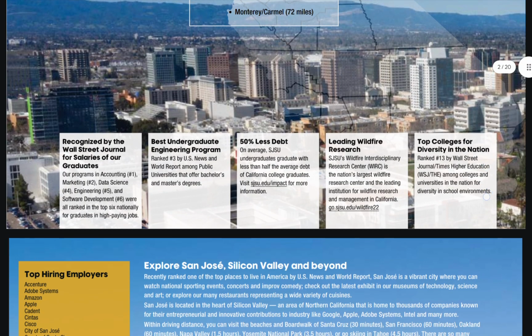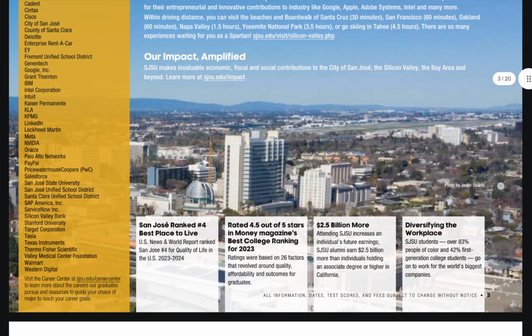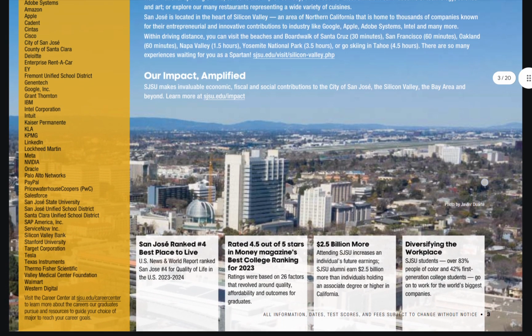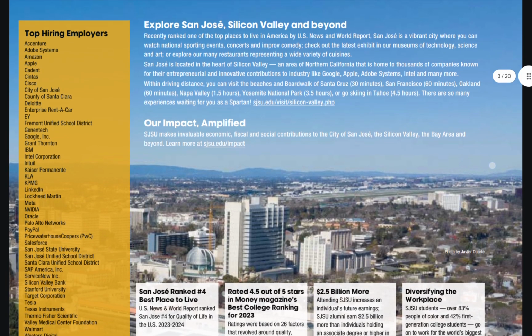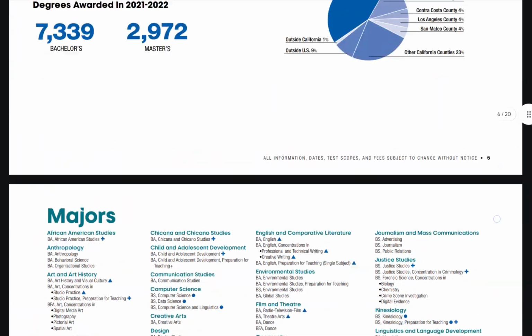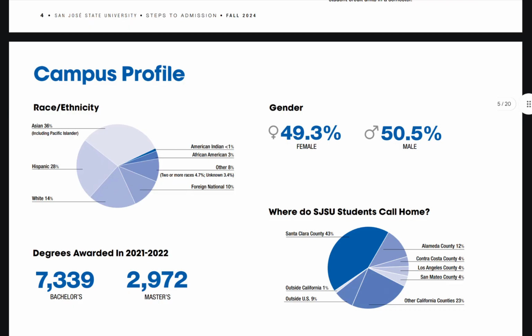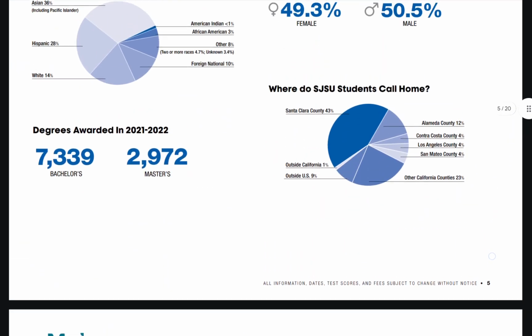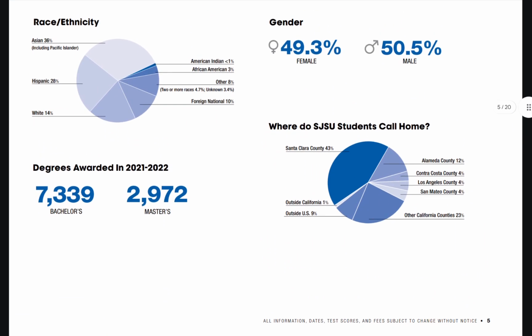50% less debt, right? It's pretty good. Top hiring employees. Ooh, NVIDIA. Love City of San Jose County. So that's good. And as long as you're happy, you can have a happy life, be successful, then you're good, right? And then here's information about the campus. 50.5% male, 49.3%. You're still going to be okay.